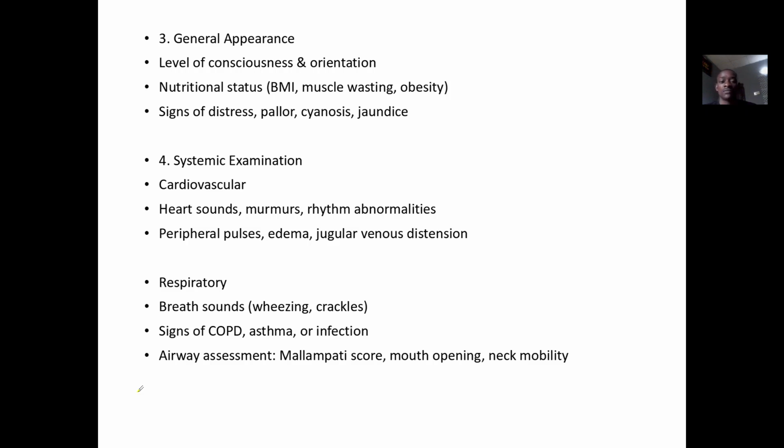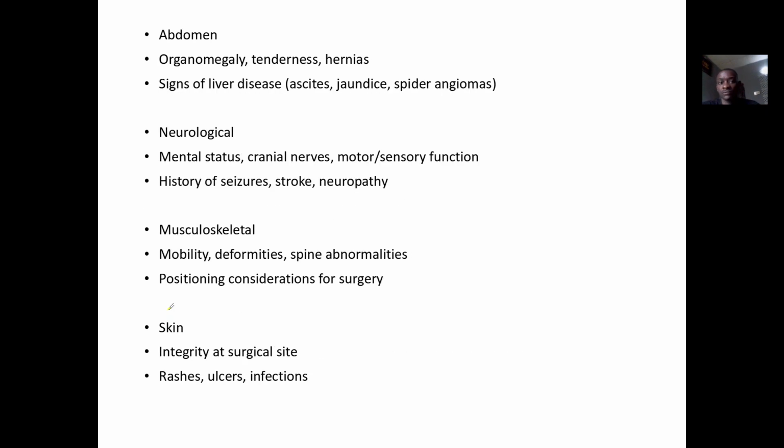Okay. Then systemic examination. This is where you look at the cardiovascular aspect, heart sounds, murmurs, rhythm abnormalities and all of that. Then in the respiratory system, look at their breath sounds. Are there any signs of adverse conditions, like COPD, asthma or infections? Then assess their airways. Okay. In the abdomen, you look at if there's any swelling in any organ. Okay. Then especially signs of liver disease.